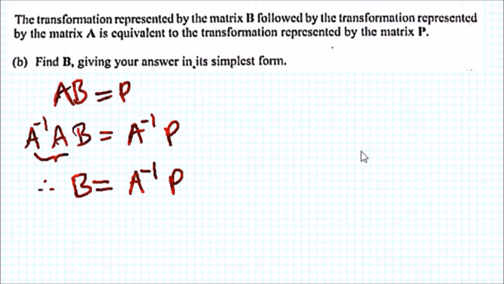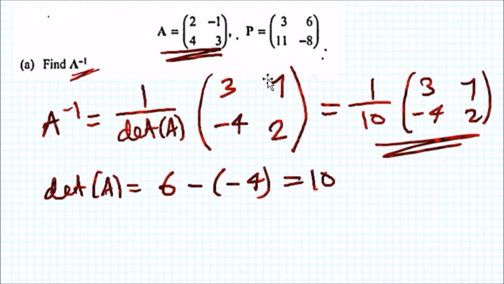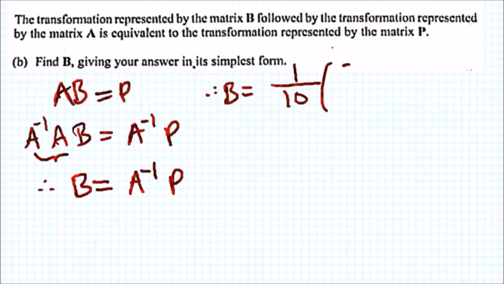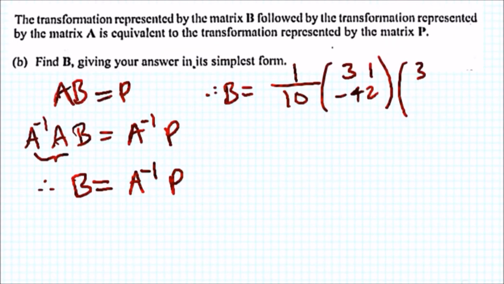So this means that the B matrix is now equivalent to the inverse matrix, which was 1 over 10 times, and then let's have a look, 3, 1, minus 4, 2. So that's our matrix. 3, 1, minus 4, 2. And this is multiplied against the P matrix, which is 3, 6, 11, minus 8.